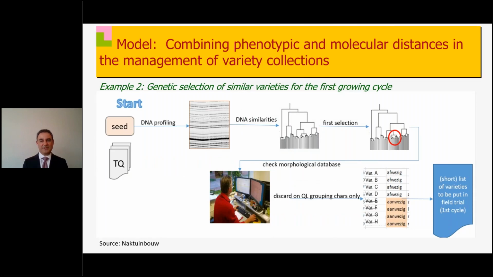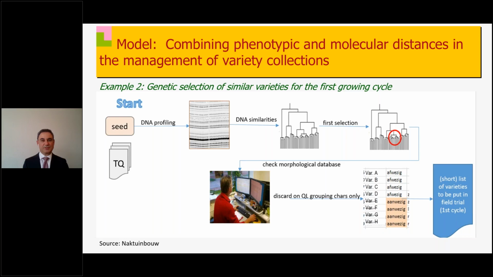The model combining phenotypic and molecular distances in the management of variety collections also has a second example, which is genetic selection of similar varieties for the first growing cycle. So it is a genetic selection first being conducted to provide greater information. This model was developed by the colleagues in the Netherlands who demonstrated its applicability with a real example for French beans.